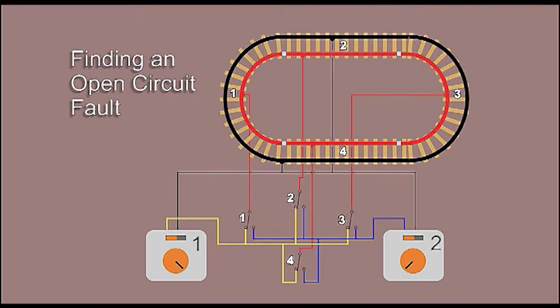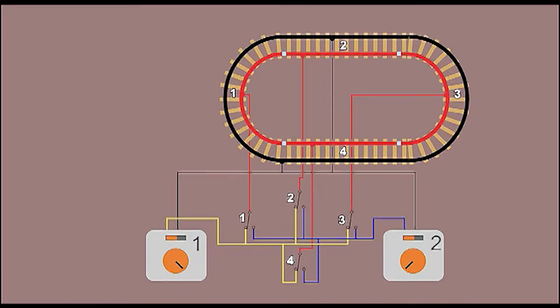So now we've got our circuit, let's simulate a fault. Let's assume that everything works okay except that nothing runs on section 1 of the track.